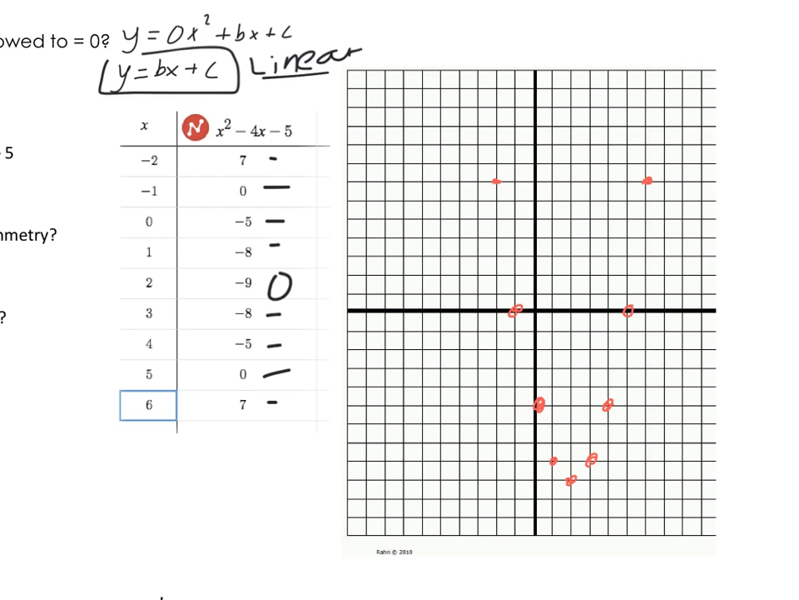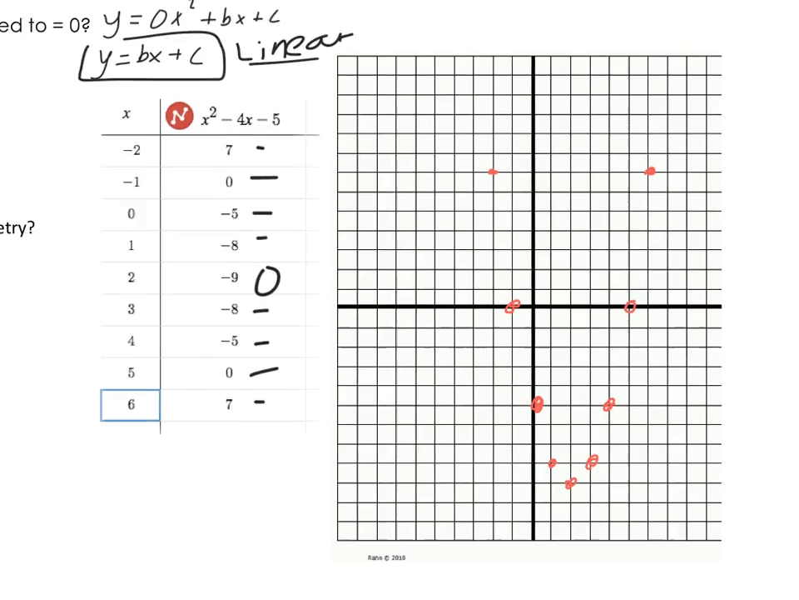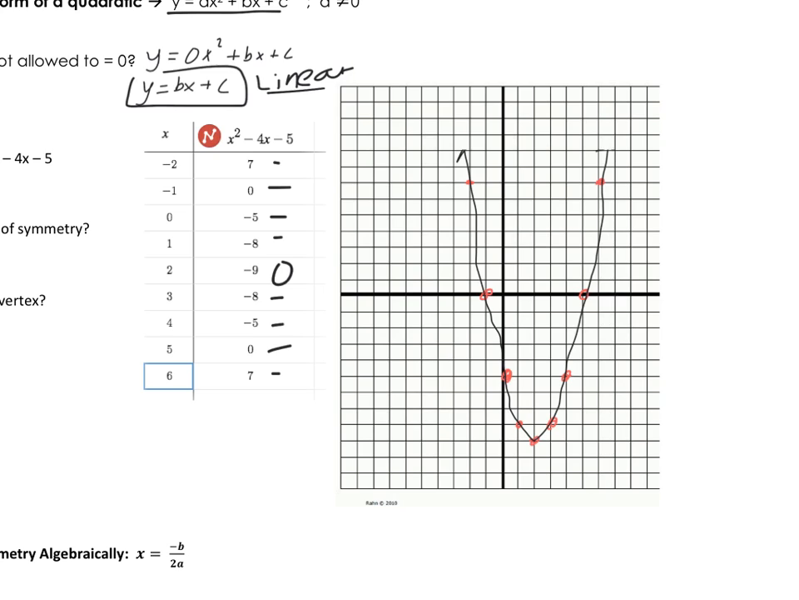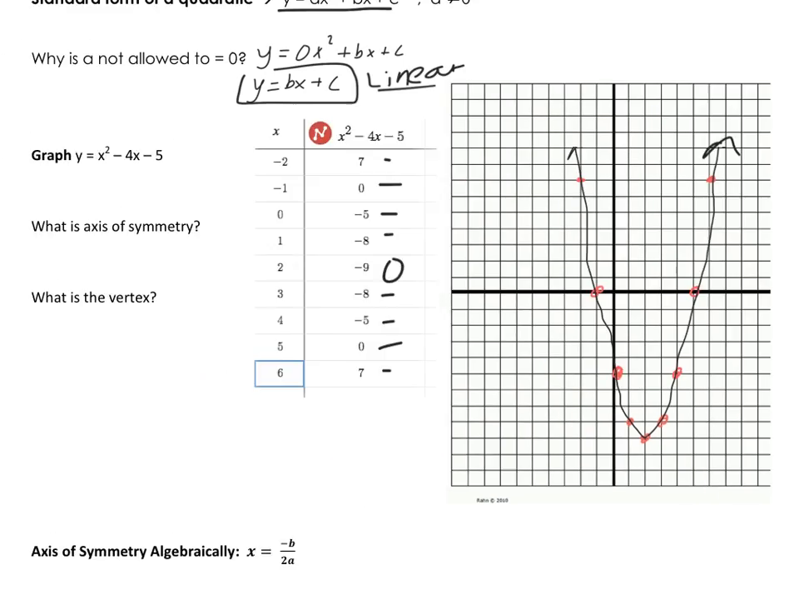And look, we know we did it right, because our graph looks like a parabola. I'm going to do my best to connect them. So I'm going to zoom in. It's not perfect, but it'll do the job right now. Remember, we always end our graphs with arrows, because they go on forever and ever and ever.